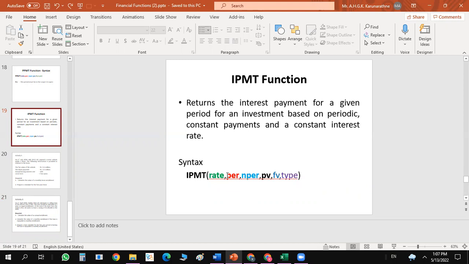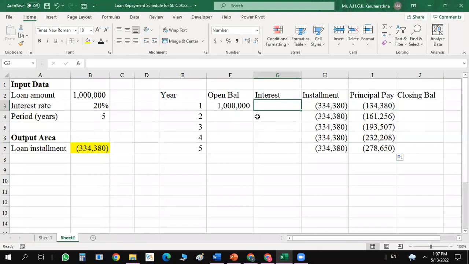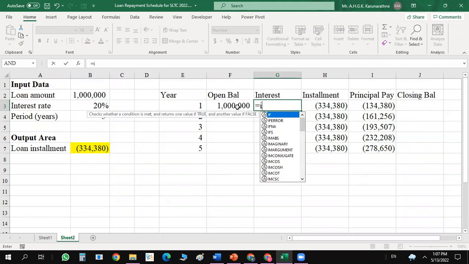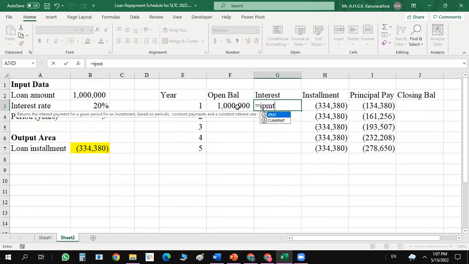So PER means corresponding period. NPER means number of repayment periods. PV means present value. FV and type we already explained. So accordingly we will compute interest now. Interest payment equals IPMT: rate, PER (corresponding period), number of payments, present value, and FV and type we can do.